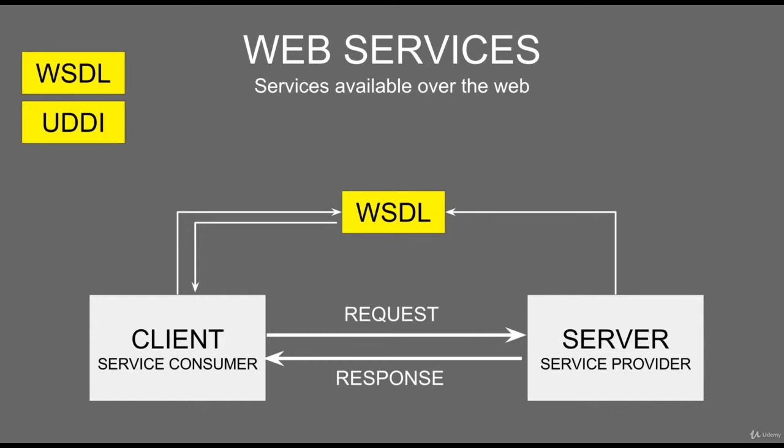Now there are two ways a service consumer can get hold of this WSDL document. One way is, if the service consumer and the service provider already know each other, the service provider can hand over this WSDL document or the WSDL URL directly to the client, and the client can then use the web service. Now, the other case: when the service consumer and the service provider do not know each other, how can a service consumer get hold of a WSDL document?